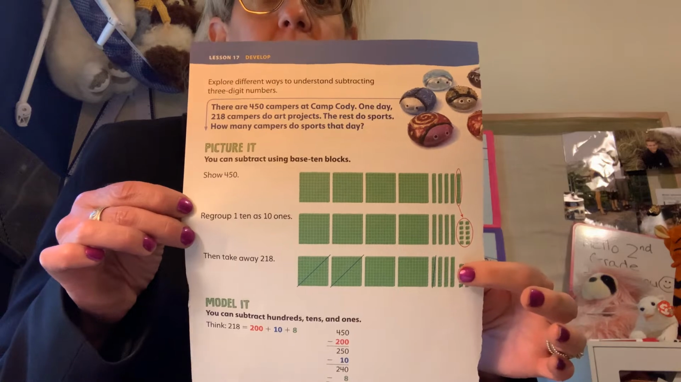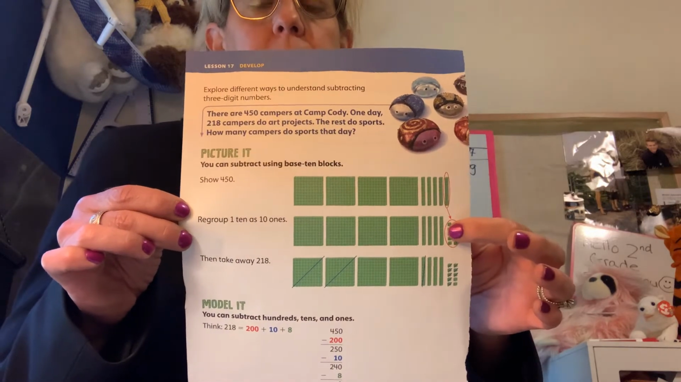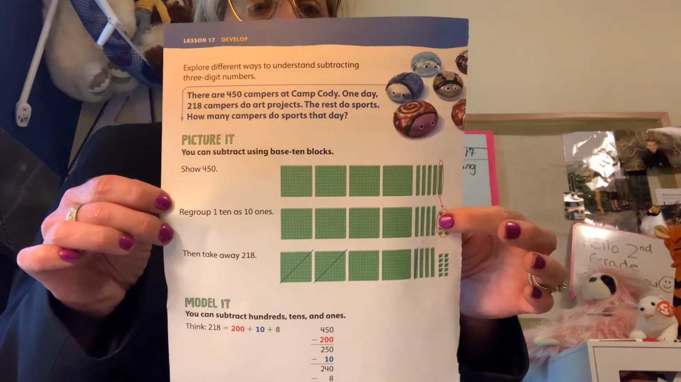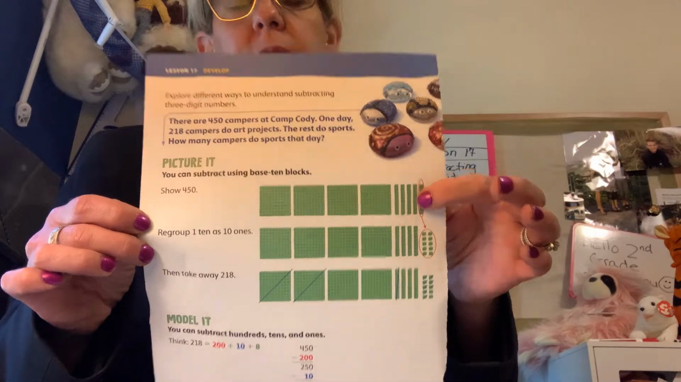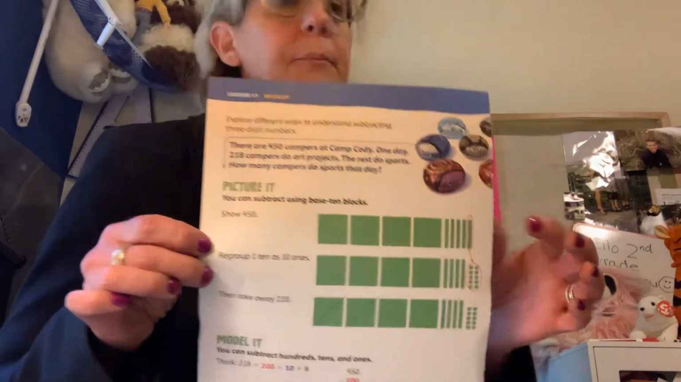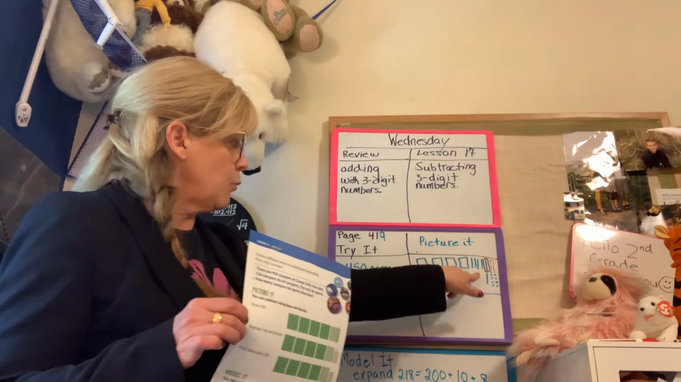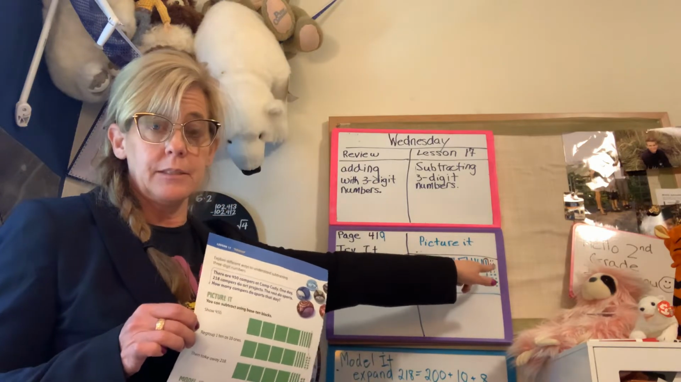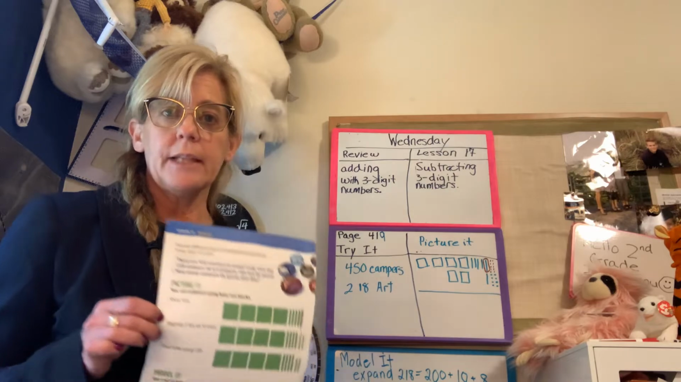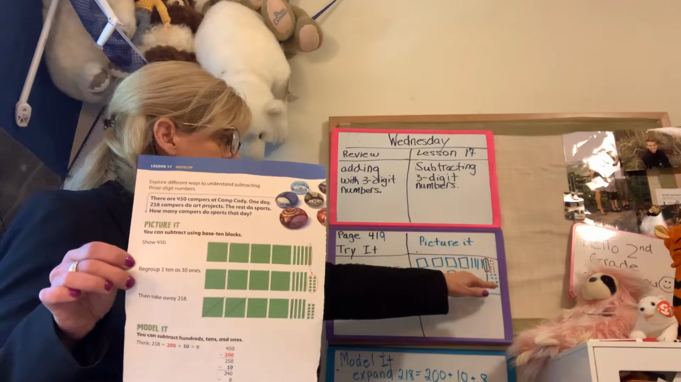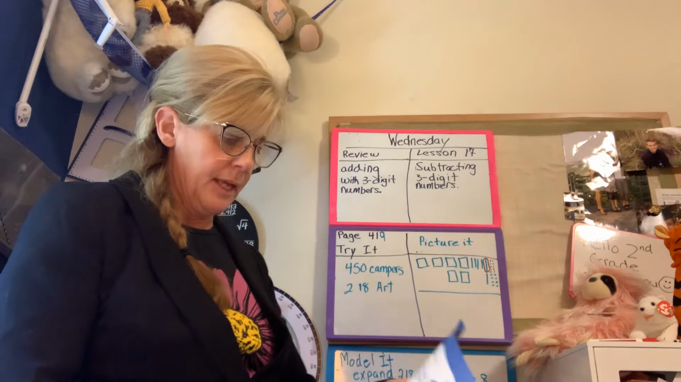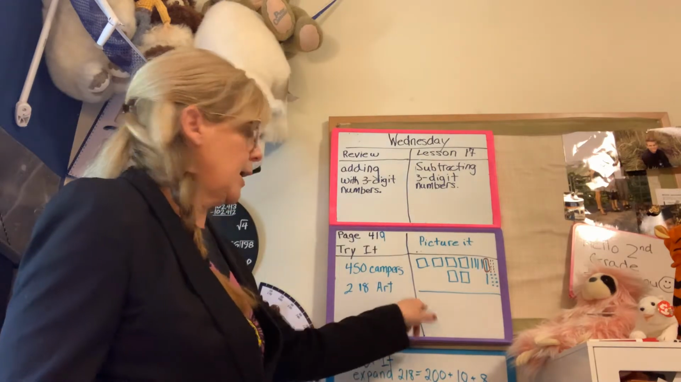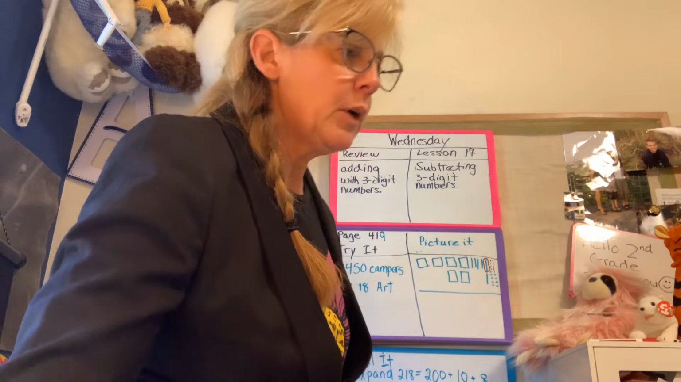So what they are saying on this page is that because this one right here, the art, has ones, and this one doesn't, we need to trade one of these blocks for 10 ones so that we can subtract it properly. So what you're going to do right here is take one line, change it to 10 dots, okay? And now we remove that base 10 block of 10, okay? So this still equals 450, but we just traded that so that we can continue with our subtraction problem.